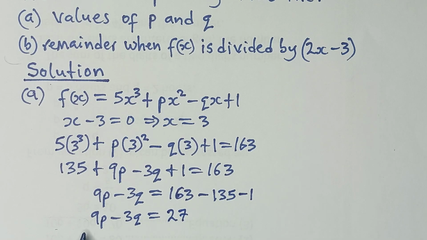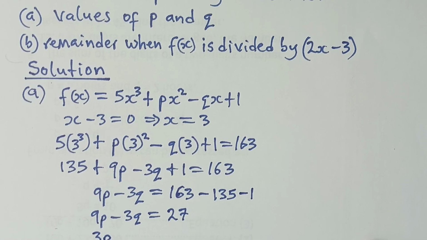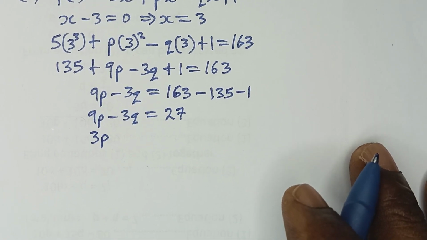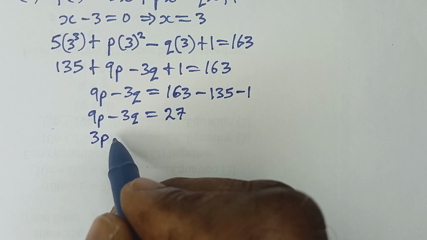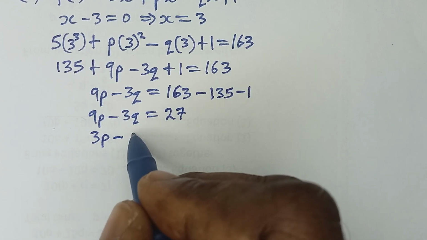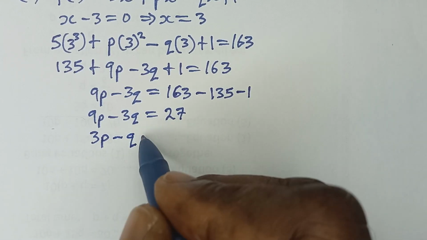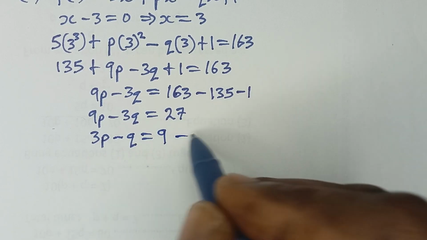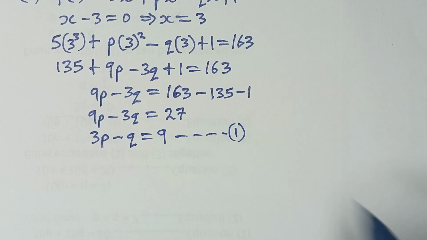So if you check, we can express this in its lowest term because we can divide each of the terms here by 3 as a factor. So 9 divided by 3, that will give us 3p. And then 3 divided by 3, that will give us 1, so I write it as q, and is equal to 27 divided by 3, that will give us 9. So I can call this equation 1.